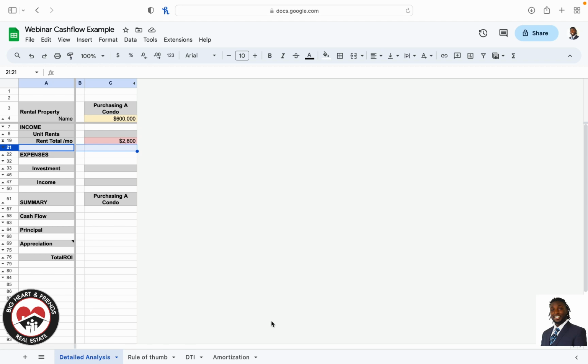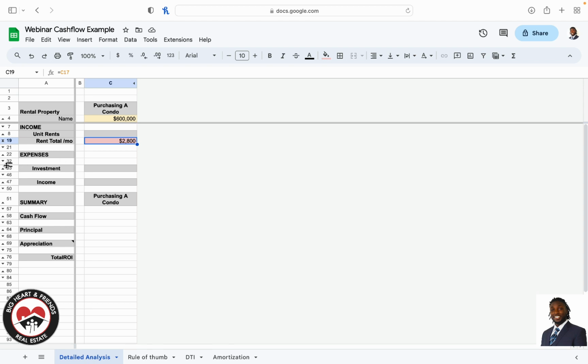The numbers. So the first example is going to be purchasing a condo. Let's say you purchase a condo for $600,000. You got it in the GTA area. You're able to get a 2-bedroom, and you're able to rent that out for $2,800. Okay, so $600,000 purchase price, $2,800 would be the unit rent.